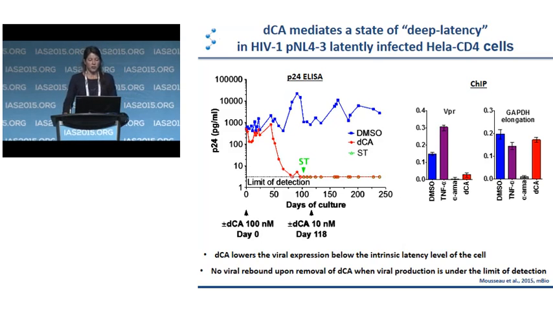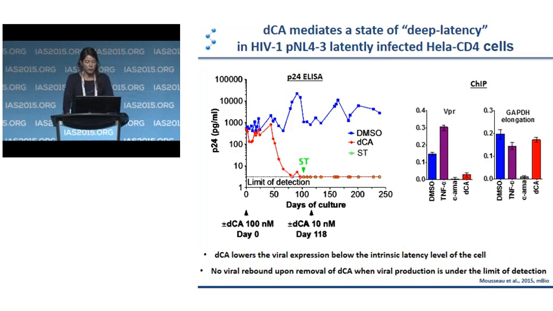So we did the same type of studies with other cell lines that are more used by other labs, such as the promyelocytic cell line OM10.1, which contains a full-length provirus. As you can see, in this case, we used ART or ART plus DCA at 2 different concentrations, and you see the same reduction in viral production over time. That was confirmed by RT-PCR on the right side, showing a drastic inhibition of viral RNA.